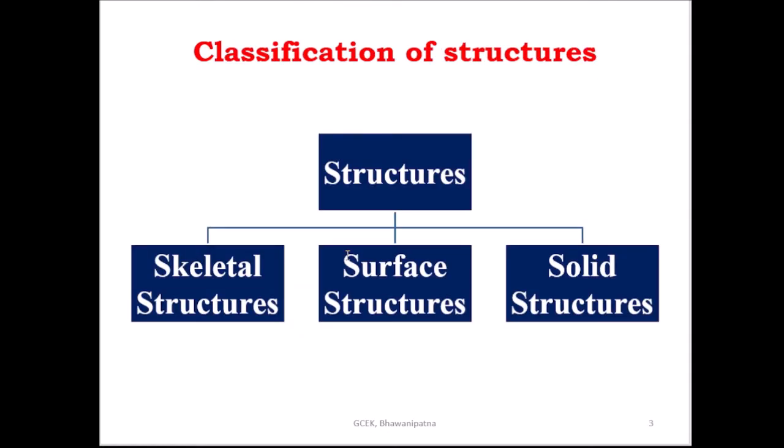Then coming to the classification of structures. Structures can be classified in many different ways. One way of classification is based on dimension, such as skeletal structures, surface structures, and solid structures. The skeletal structure is the one-dimensional structure, surface structure is the two-dimensional structure, and solid structure is the three-dimensional structure.